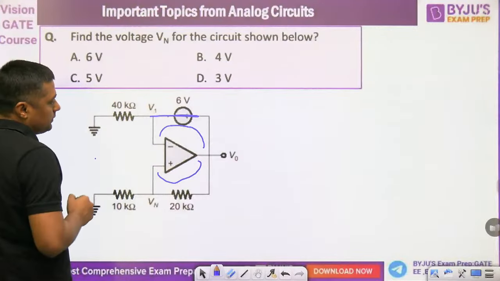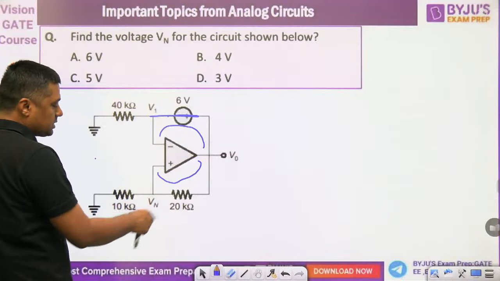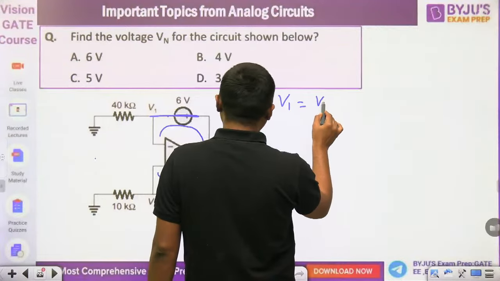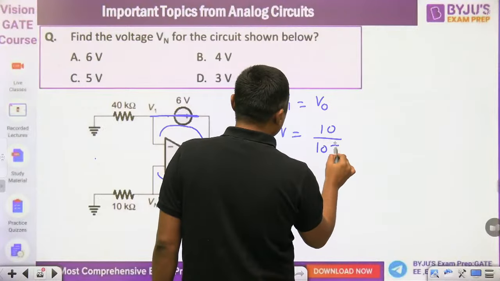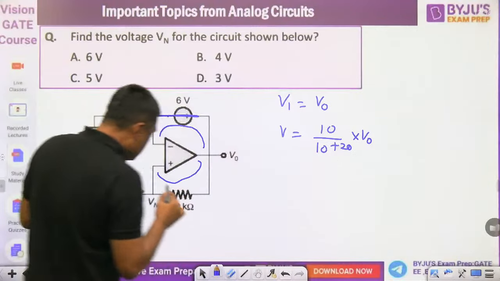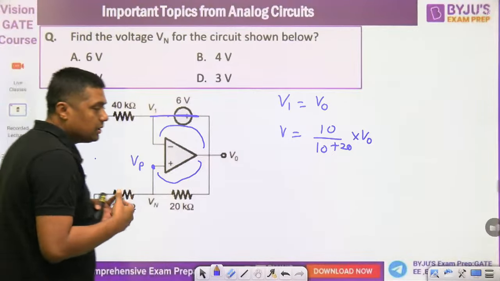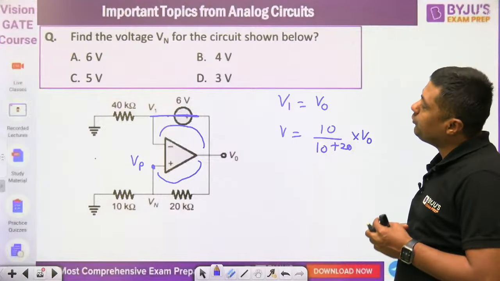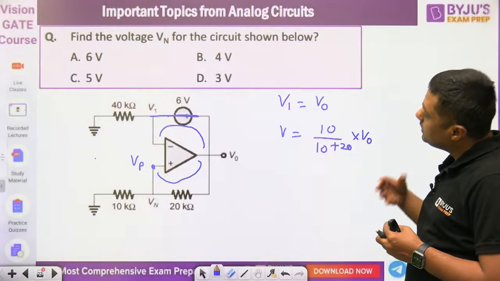V0 is equal to what? Or what is the V0 here? What is the voltage at this point? V1 is V0 times 10 divided by 10 plus 32. And what is the voltage at this point? 10 divided by 10 plus 20 into V0. Watch this: this is the positive terminal voltage. The positive terminal voltage is less than the negative terminal voltage, and that's why there is a dominance of what? Negative feedback. When there is a dominance of the negative feedback, the virtual short concept is valid. When the virtual short concept is valid, then you can relate this.